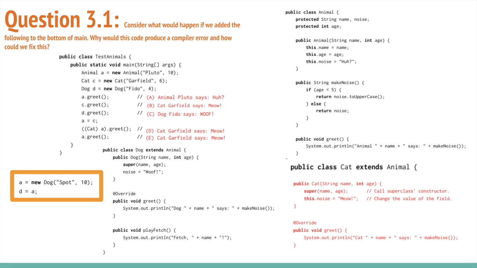We can address this problem with casting. If we cast a as a Dog, we're essentially promising to the compiler that at runtime, a will be bound to an object compatible with the Dog type.